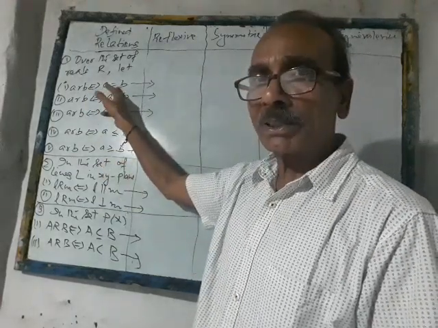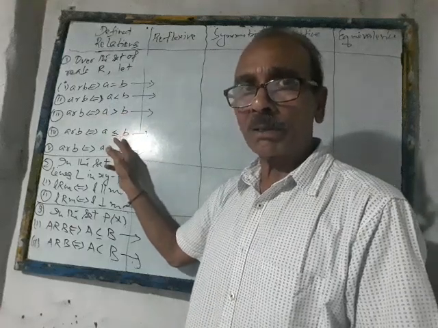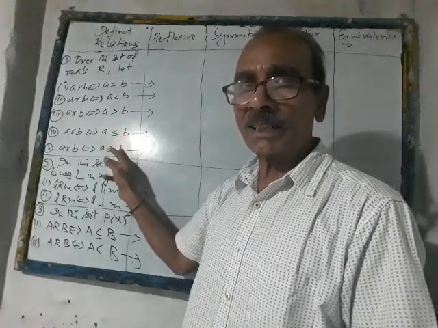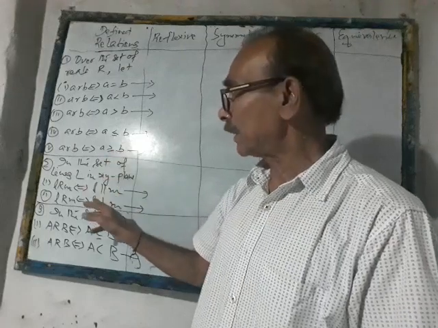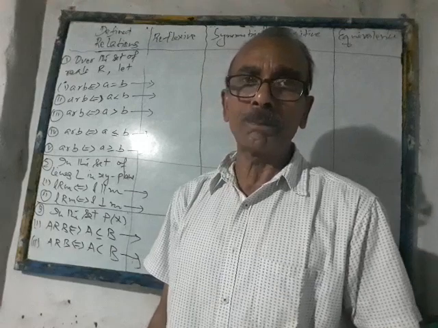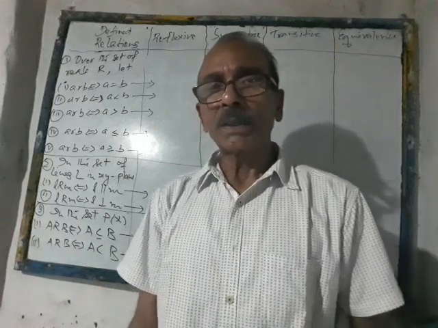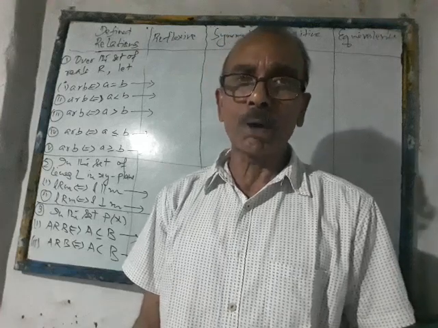The relation of equality, the relation of less than, the relation of greater than, the relation of less than or equal to, as well as the relation of greater than or equal to. In the second example, we have taken two relations, the relation of parallelism as well as the relation of perpendicularity. And in the third case, we have taken the relation of subset as well as the relation of proper subset.